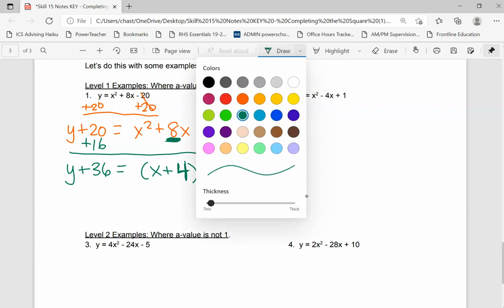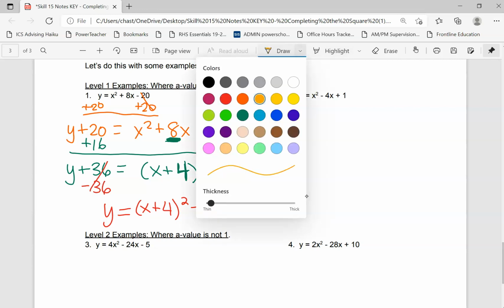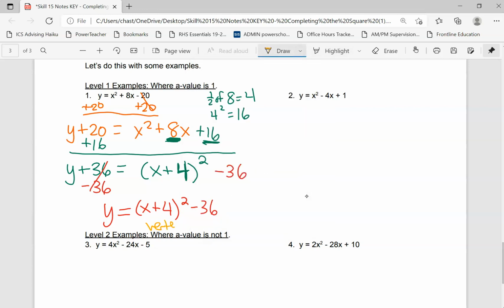So then the last step is going to be to subtract this 36 from both sides, so we can get the y by itself again. And this is what we get. And from that, we can read off the vertex. So the vertex is going to be negative 4, negative 36.